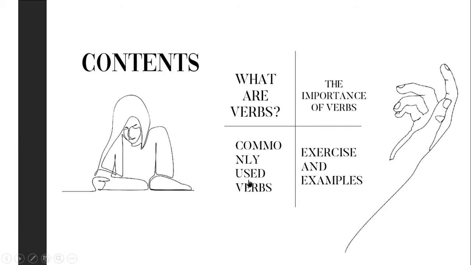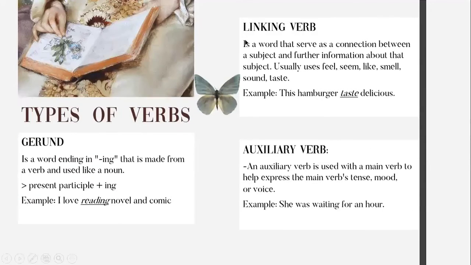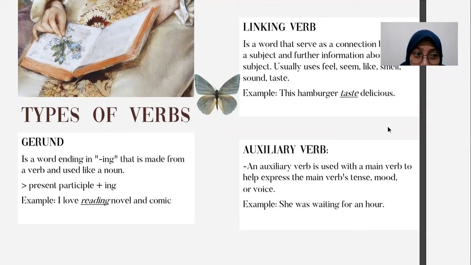Now, the commonly used verbs. Types of verb. The first one is gerund. A gerund is a word ending in "ing" that is made from a verb and used like a noun. The formula is present participle plus ing. The example: I love reading novels and comics.